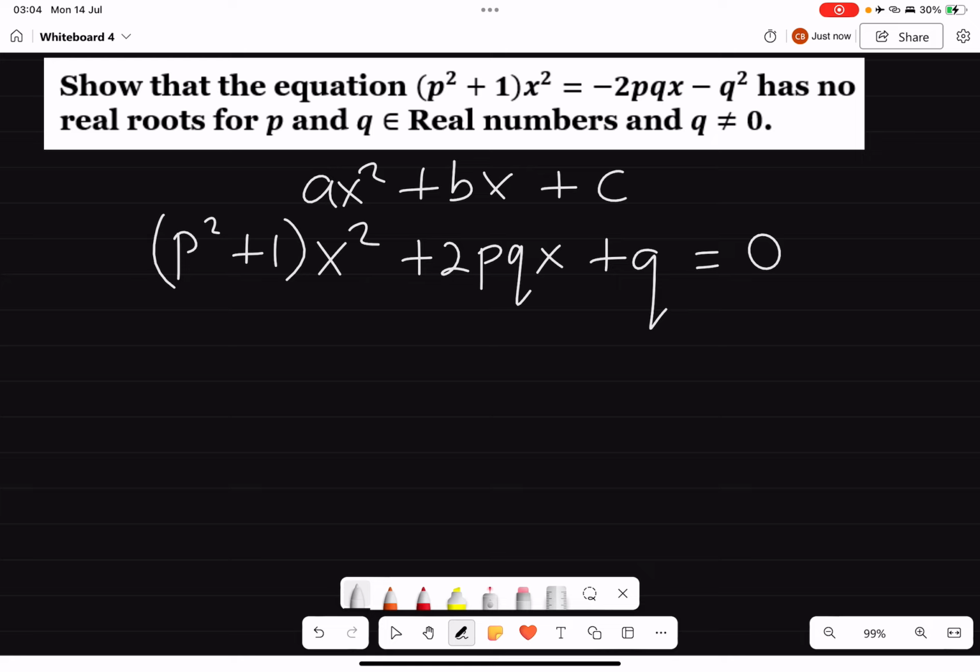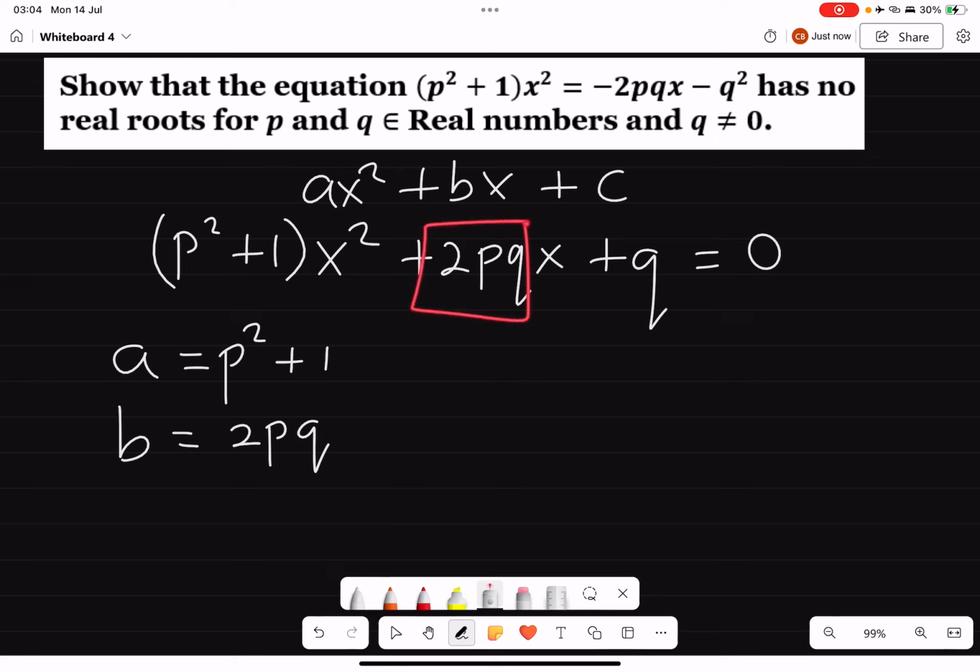So our coefficients are a equals p squared plus 1, b equals 2pq. You can see, ladies and gentlemen, this is bx, this is ax squared. Then we can see that our c is q squared. Awesome. Then let's go on now.